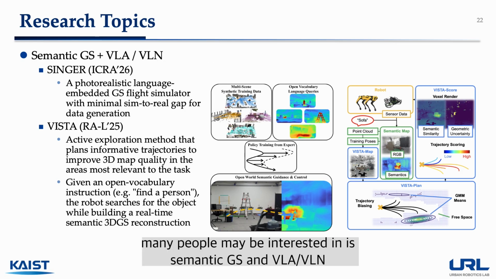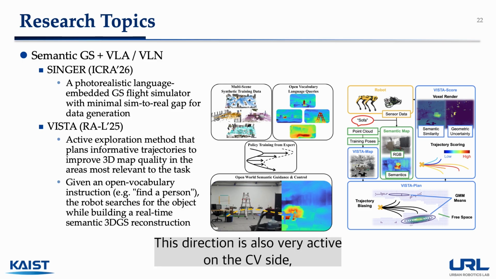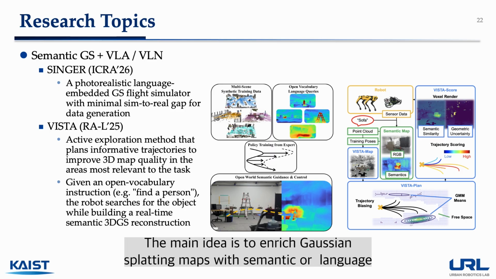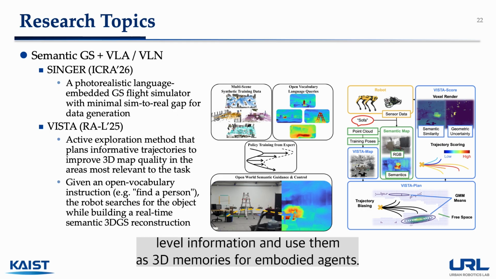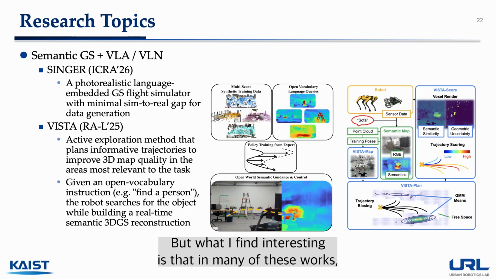Another direction that many people may be interested in is semantic Gaussian splatting and VLN using rich visual information. This direction is also very active on the CV side, so it is already becoming a crowded area. The main idea is to enrich Gaussian splatting maps with semantic or language level information and use them as 3D memories for embodied agents.